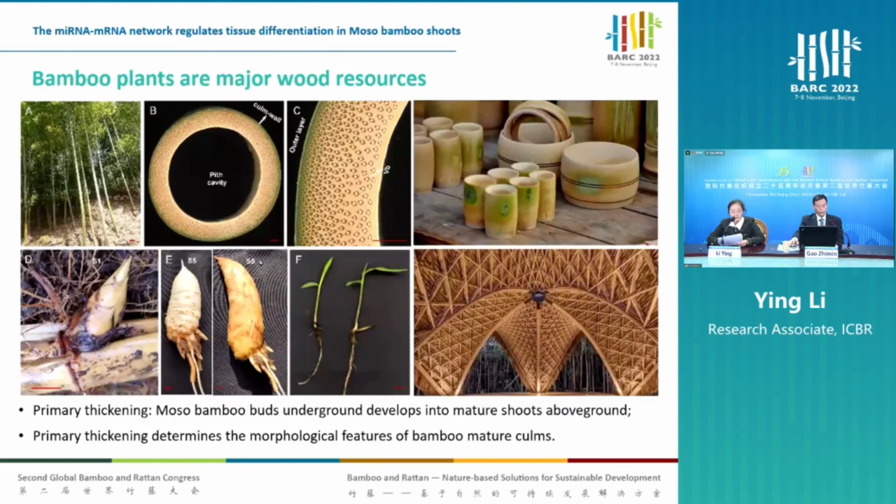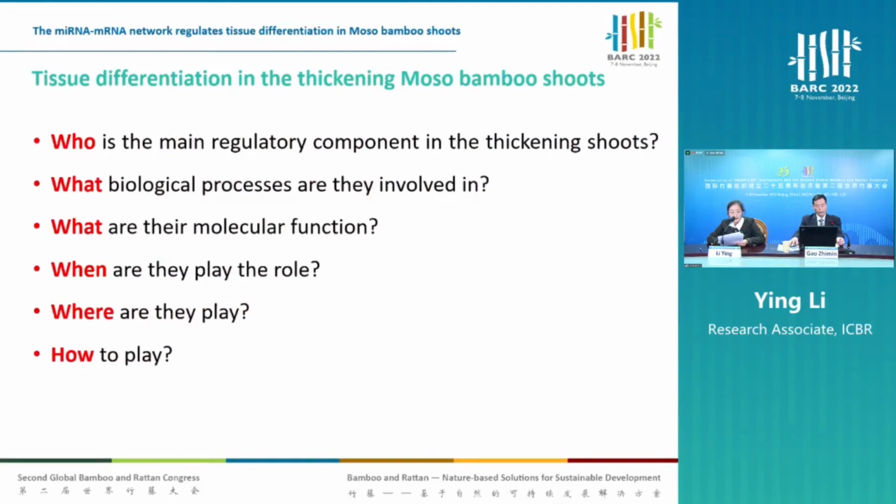As we know, the buds of moso bamboo exhibit primary thickening. During this process, they gradually develop into mature shoots. Primary thickening largely determines the morphological features of the above-ground clumps. But what is the main component in the thickening shoot? What biological processes are they involved in? What are their molecular functions? When and where do they play a role, and how?